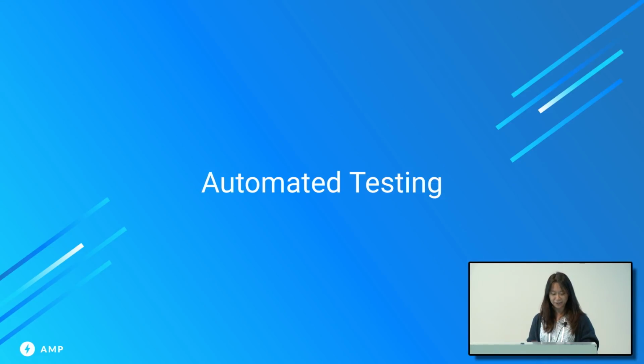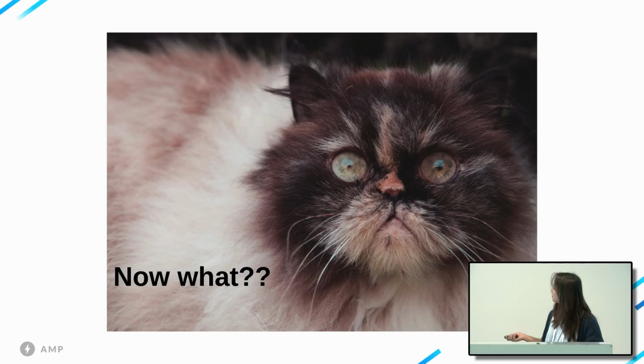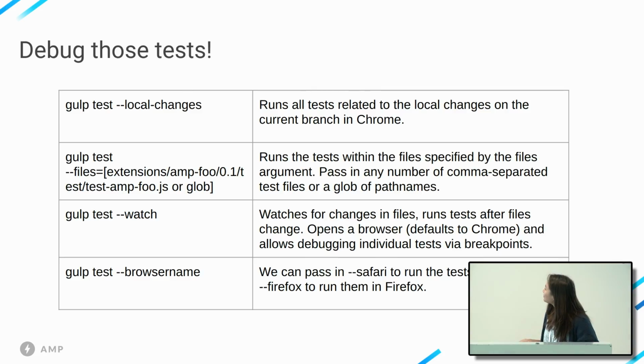Next, on to automated testing. I've manually verified that my stuff works and doesn't break anything, and I want to keep it that way. A more common example is that I made a contribution, and it fails tests. Now what? Sad cat. Well, we can debug those tests, of course.